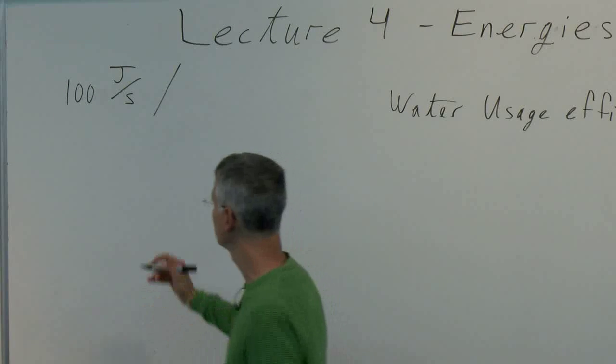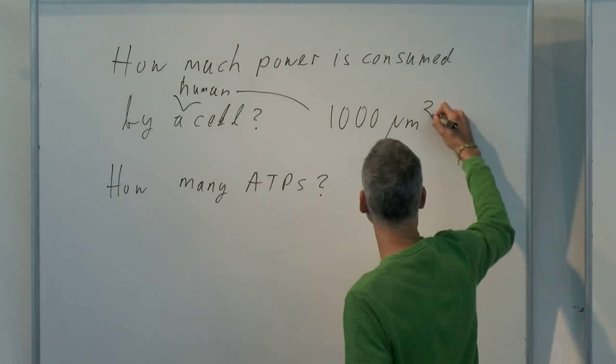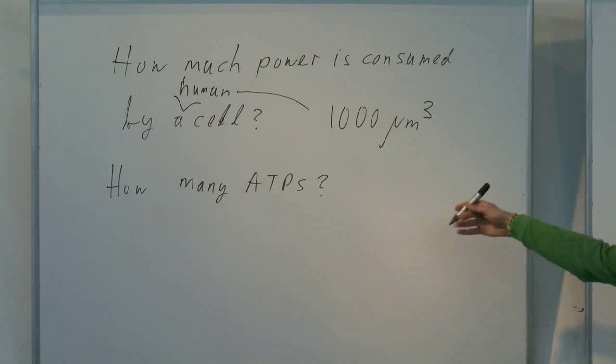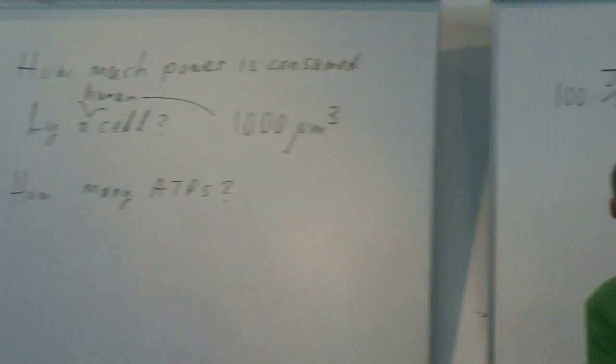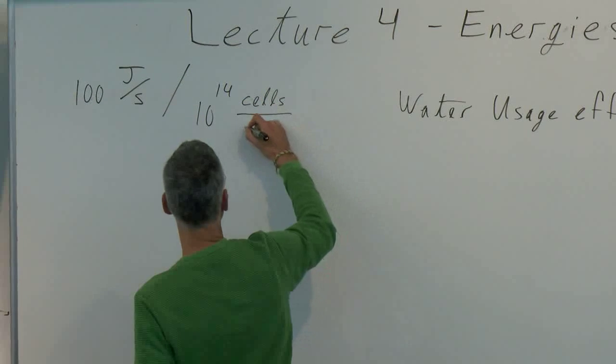Let's say if we take a cell to be 1,000 micrometer cubed, which does not have to be exactly characteristic, but let's say I was going with that, for a 100 kilogram person, that would give me 10 to the 14 cells per human.